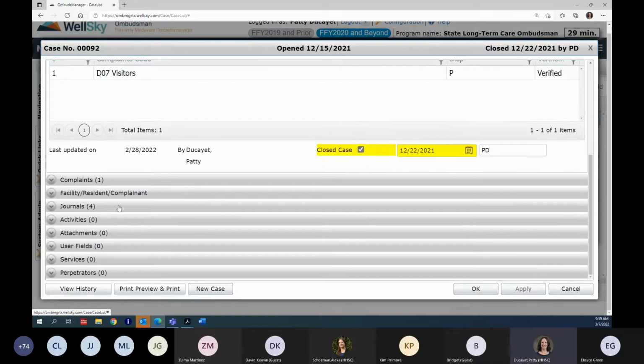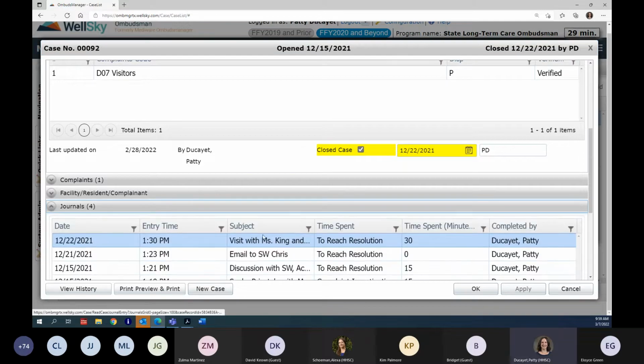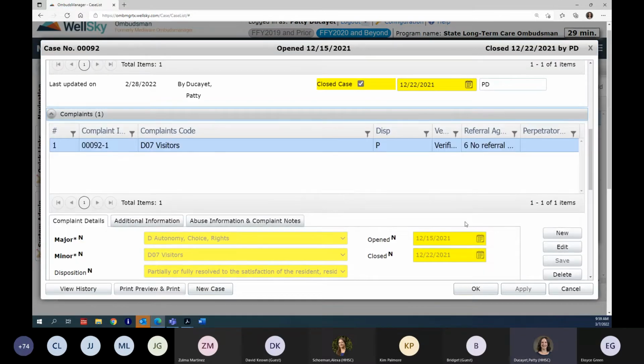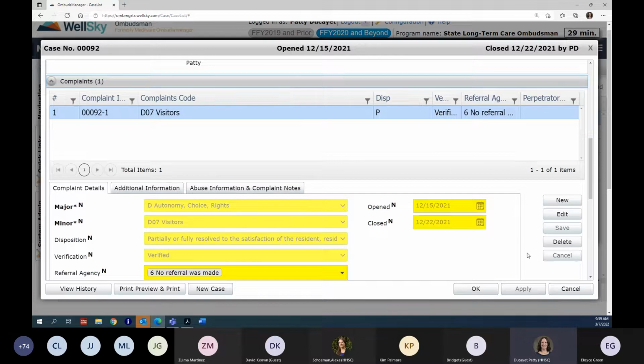This case has been closed. This complaint has been closed. And I'm going to take a look. I chose to mark this as a visitor complaint.